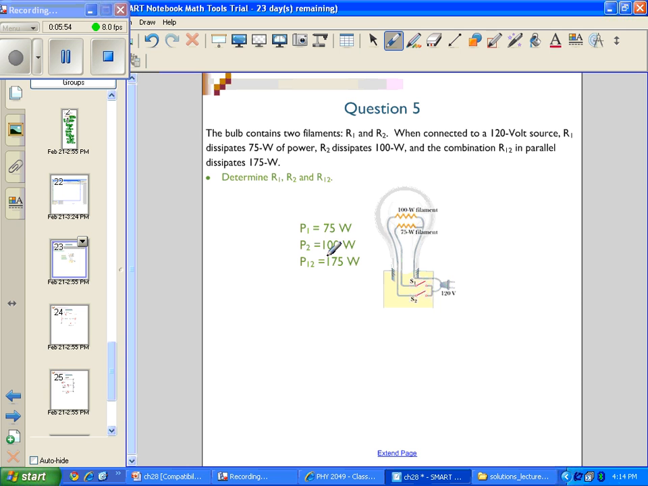All right, question 5 gives us a light bulb. In fact, it's a three-way light bulb, and it tells us that the light bulb supplies 75 watts of brightness, 100 watts of brightness, or 175 watts of brightness, depending on the position of the switch and what we select. We are therefore asked to determine the values of R1, R2, and the combination of R1, 2.